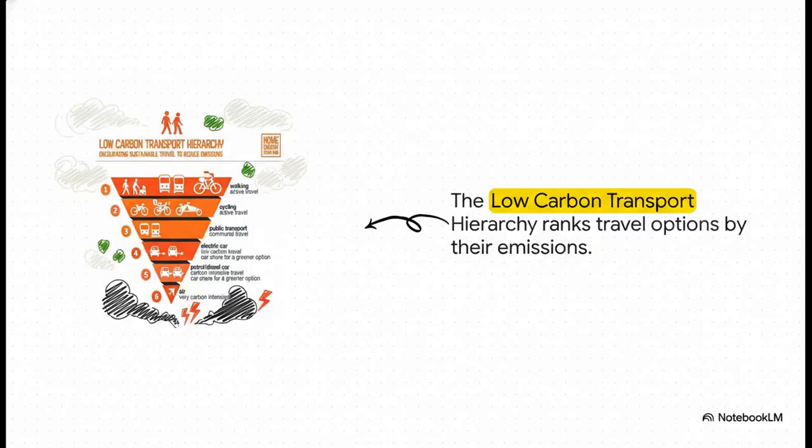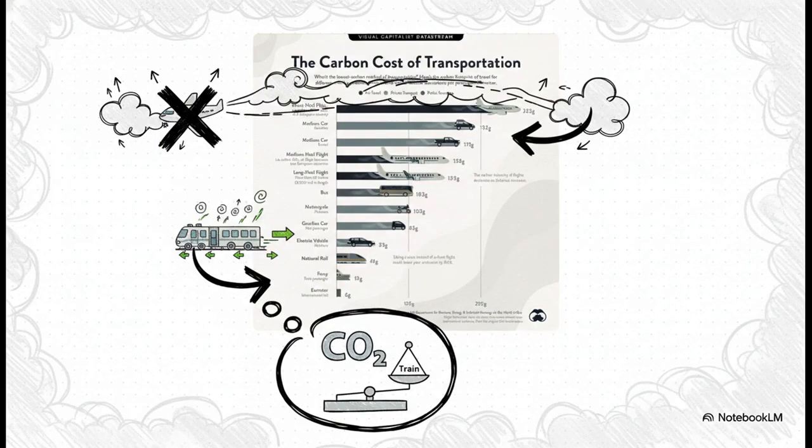I mean, look at this hierarchy. It shows so clearly that not all travel is the same. Way up at the top, you've got walking and cycling, basically 0 carbon cost. And way down at the very bottom, yep, air travel. And the numbers? They're just mind-boggling. Look at this. A short flight pumps out 255 grams of CO₂ for every single kilometer. Now, compare that to a national train journey, just 41 grams. That is a massive difference. It's a textbook example of how a single scope 3 choice can have a huge impact.